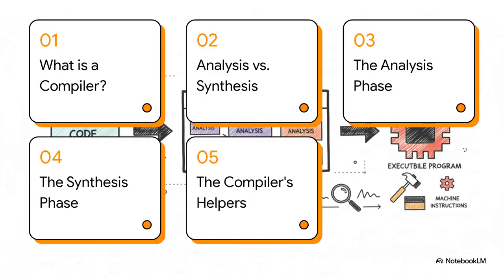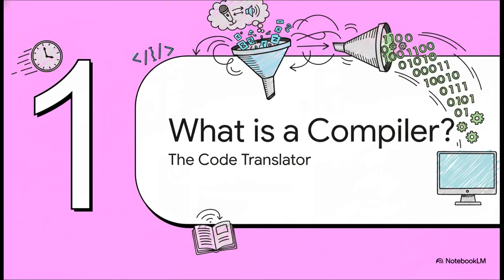Okay, so here's the game plan for our journey. First, we'll nail down what a compiler actually is. Then, we'll see how its job is split into two big halves, analysis and synthesis. We'll walk through each of those phases, step by step. And finally, we'll meet some of the compiler's buddies who help it get the job done. So first things first, what is this thing really?